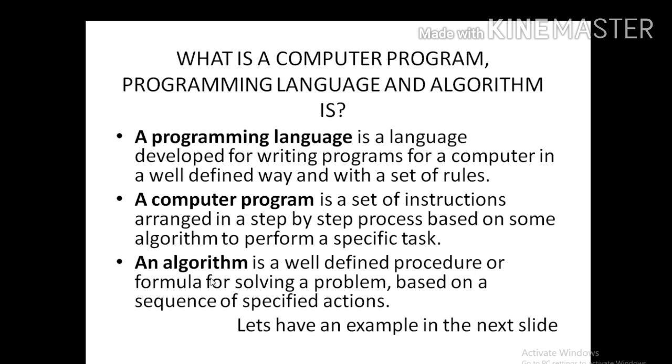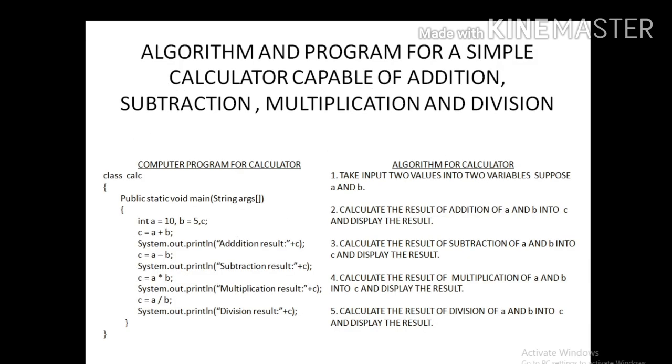Next is an algorithm. What is algorithm? Algorithm means whenever we are solving any problem, the planning that we do before solving the problem, that we usually write in our own language. That is only algorithm. An algorithm is a defined procedure or formula for solving a problem based on a sequence of specified actions. Let's have an example to get some clear idea about this.